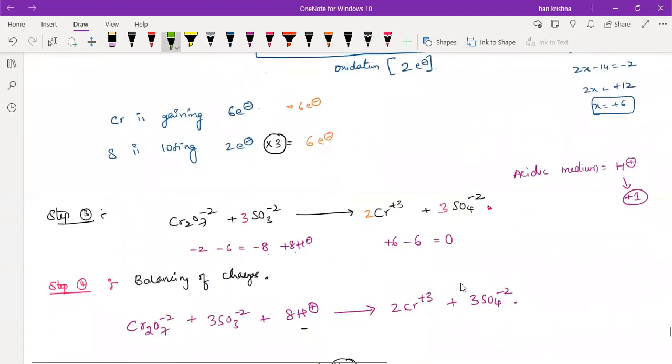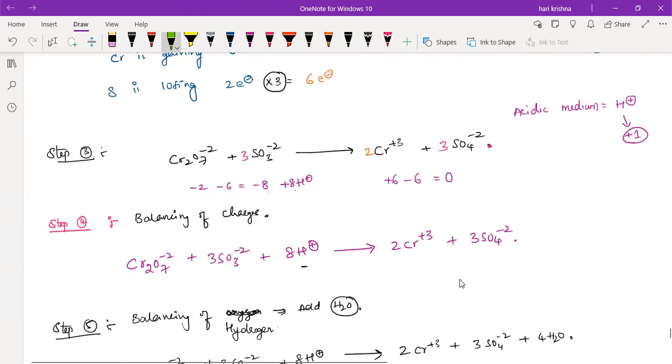And step number 4, balancing of charges. If it's a balancing of charges in acidic medium, now we have to add H plus. If it is in basic medium, now we have to add OH minus. So up to step number 3, both are same. In the basic medium or acidic medium, the steps are same. Only in step number 4, instead of adding H plus, in the basic medium we will add the OH minus. That is the only difference to balance the charges.